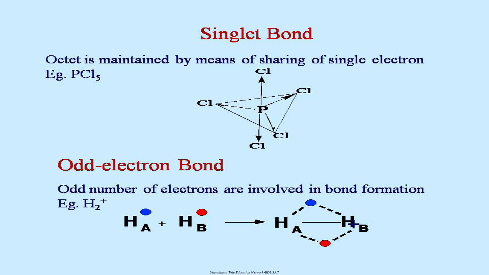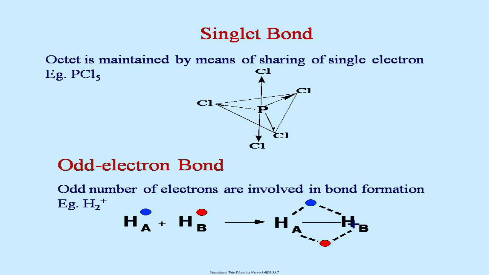In PCl5, three chlorines bind with the phosphorus with a two electron system, while two chlorines bind with the phosphorus with a single electron system. So in this system, a single electron of chlorine takes part in bonding with the phosphorus. This type of bonding is called singlet bonding.